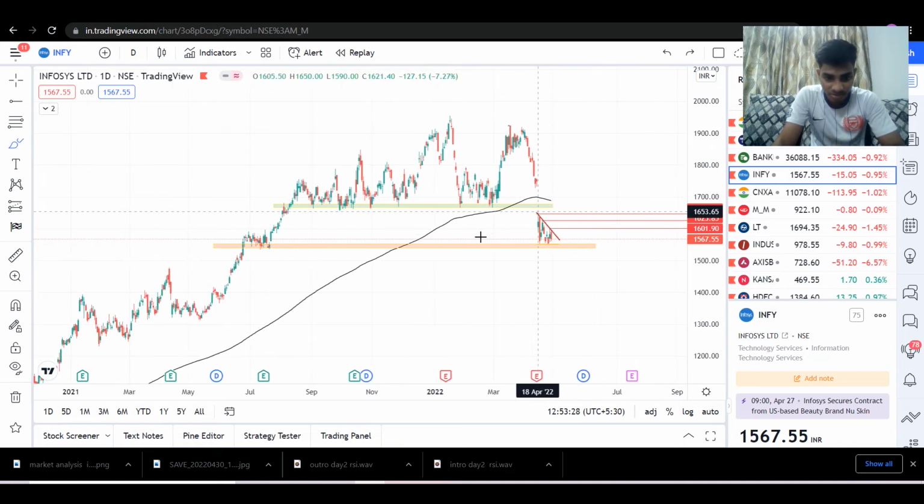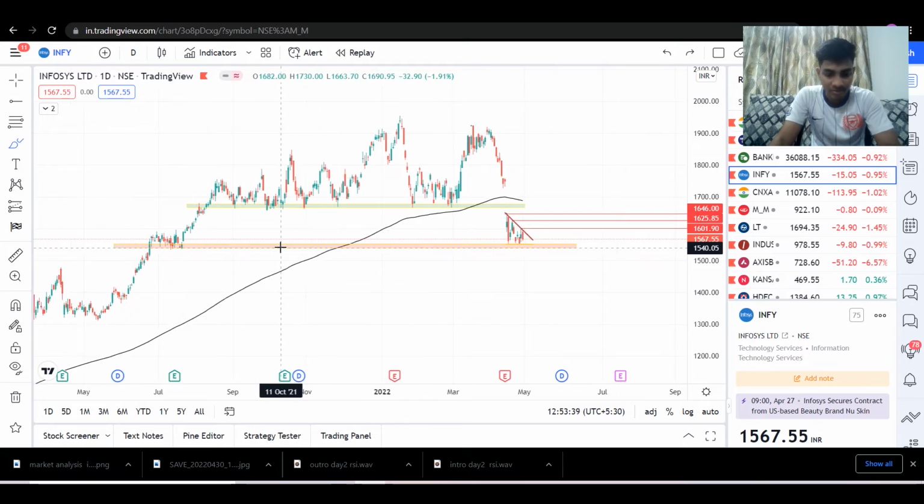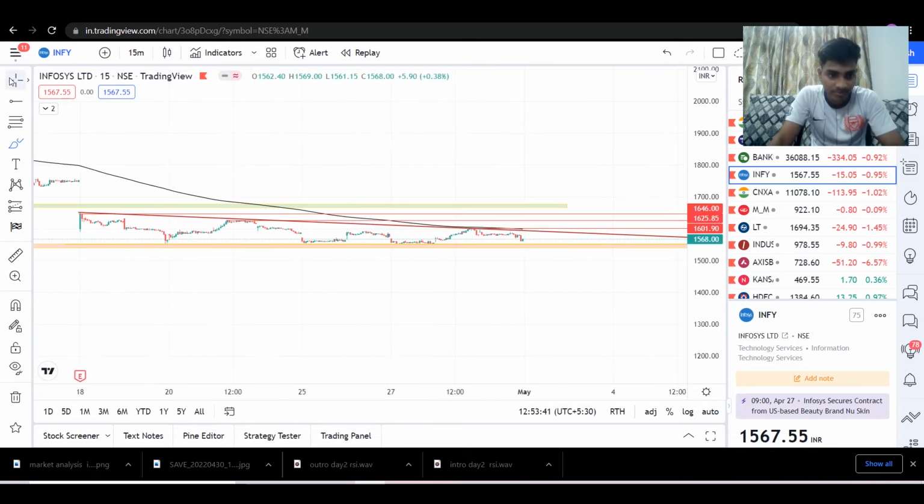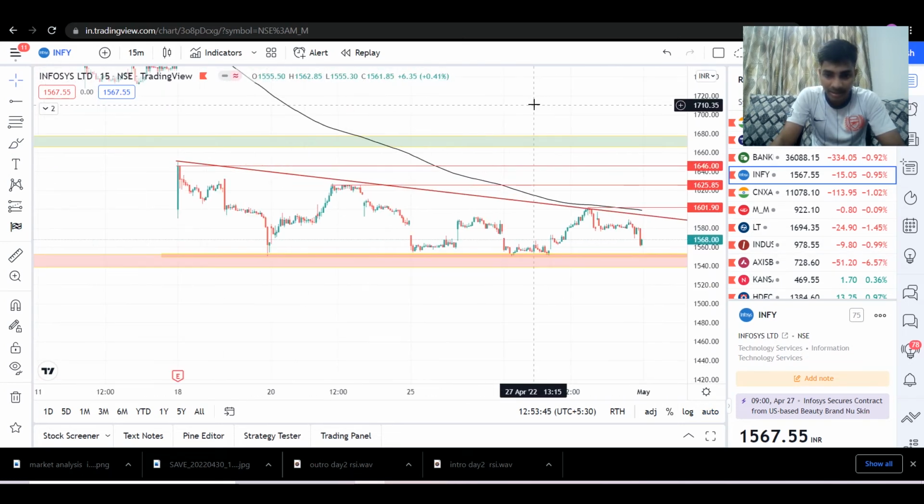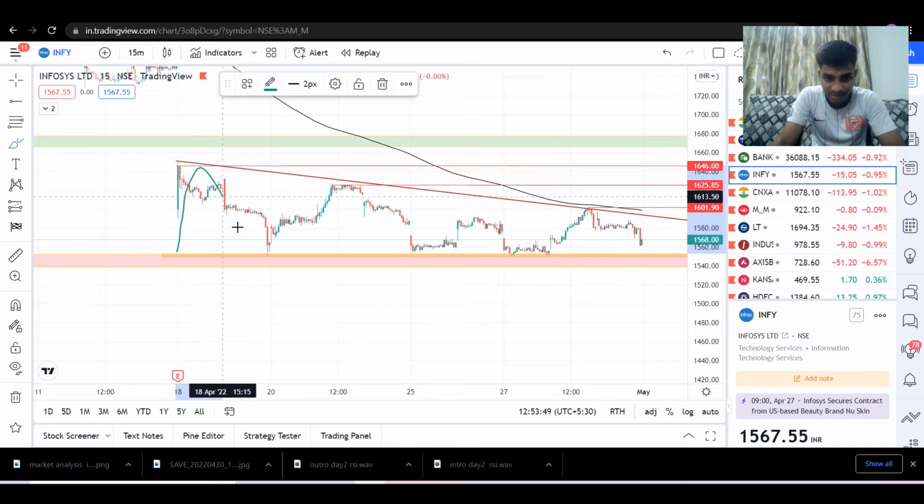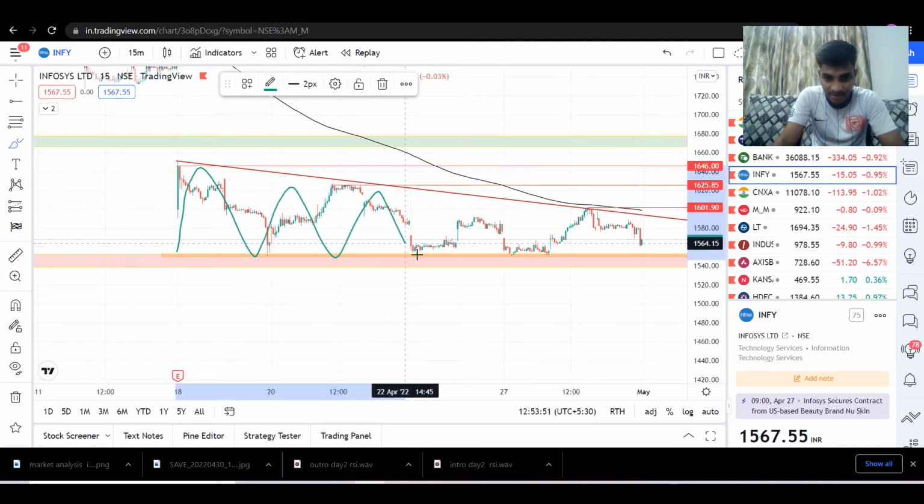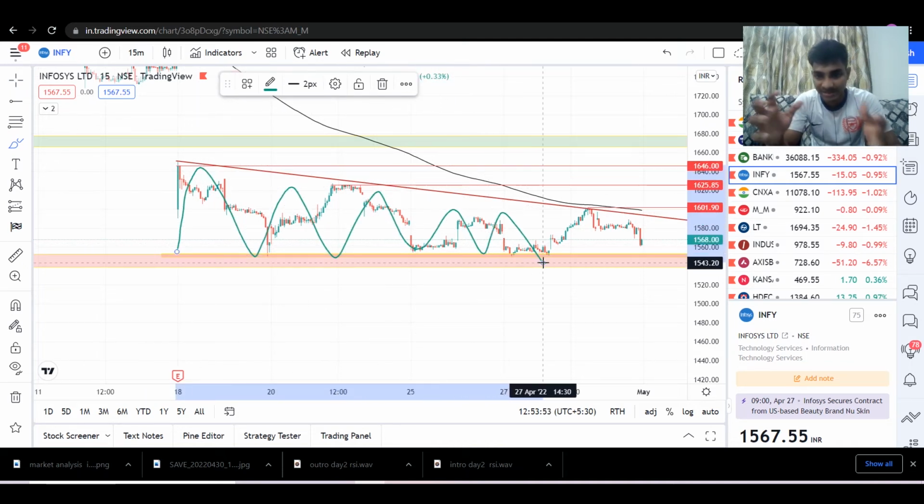Now if you just observe Infosys, right now it is at an important stage. Why important? Because around 1540 there's an important support. Now if you go to a smaller time frame, I can see that Infosys is forming a triangular pattern. In this, the price just keeps consolidating sideways, it keeps squeezing itself and gets compressed, and when it comes out, it comes out with a great force.